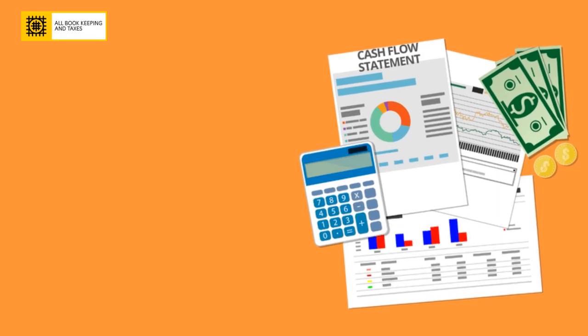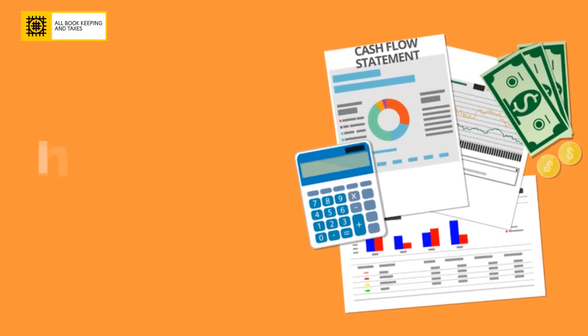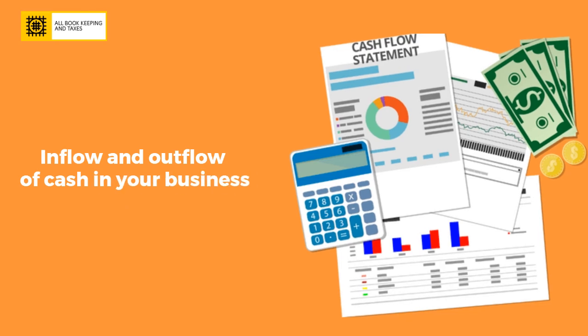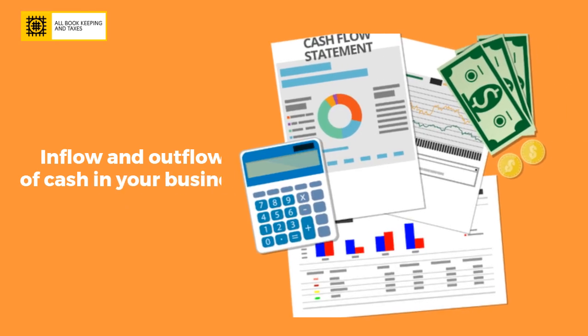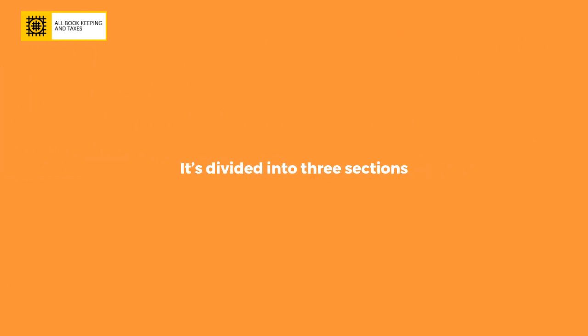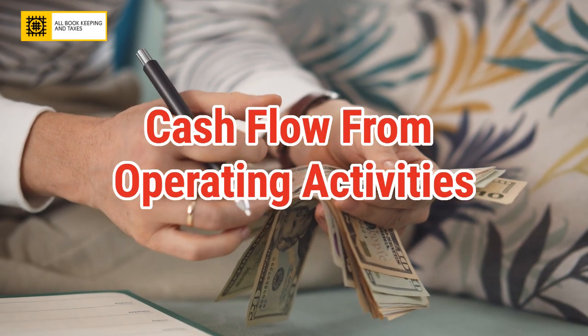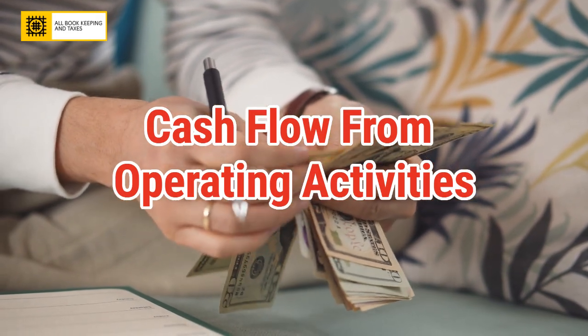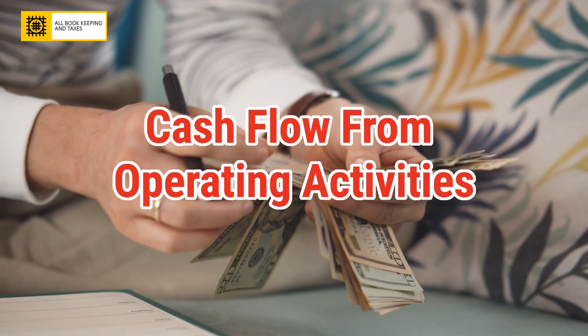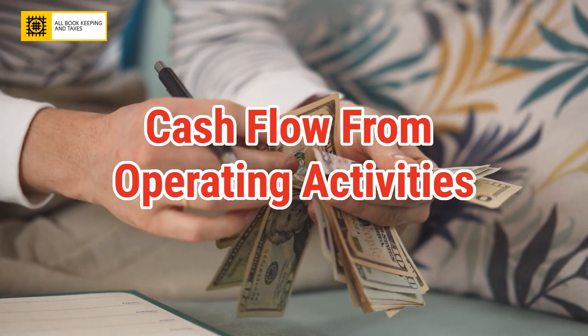A cash flow statement summarizes the inflow and outflow of cash in your business over a specific period. It's divided into 3 sections. 1. Cash flow from operating activities. This section reflects the money earned and spent in your day-to-day business operations.